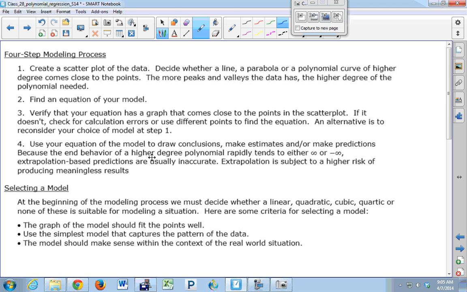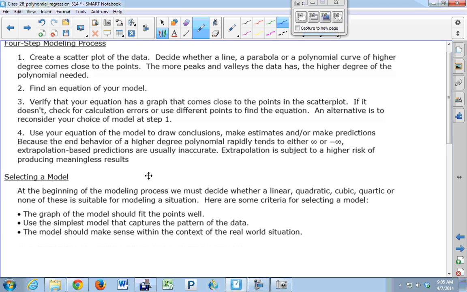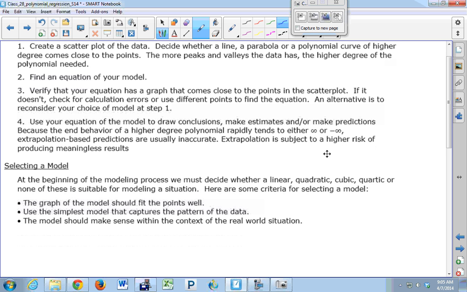Because the end behavior of a higher degree polynomial rapidly tends to either positive or negative infinity. Remember, the higher the degree, the quicker it goes towards infinity in either direction. So a straight line, even though it increases without bound, is not going to go as quickly as a parabola would with a positive leading coefficient. So extrapolation is subject to a higher risk of producing meaningless results. You have a bigger chance of model breakdown.